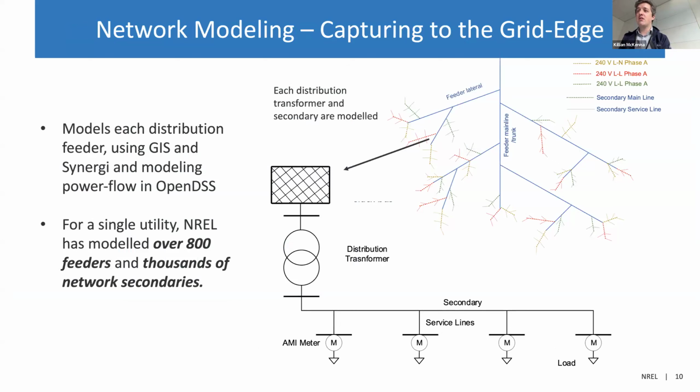One of the major features of what we did was really capturing everything down to the grid edge. So we were modeling each distribution feeder and then also modeling all of the secondaries and doing that power flow in OpenDSS, which is an open source power flow tool developed by EPRI. So for the single utility working with SMUD, which is a really big effort, we modeled over 800 feeders and thousands of secondaries as well. Modeling the distribution transformer, secondary mains, service lines, right down to the meter.